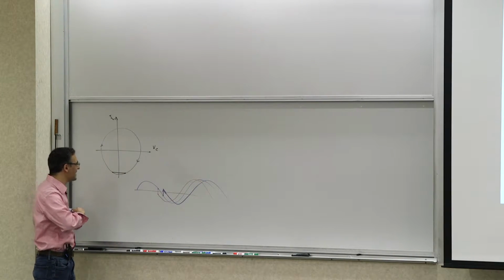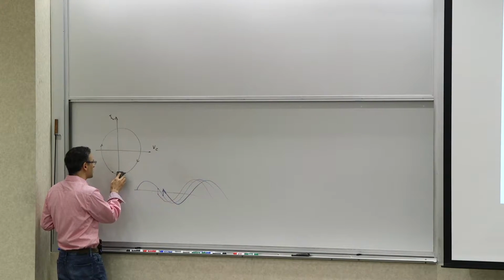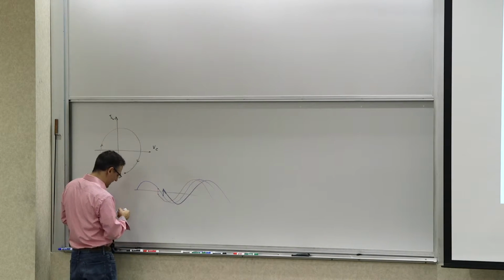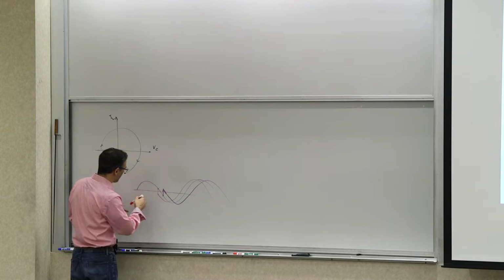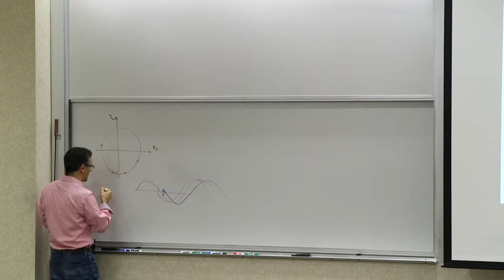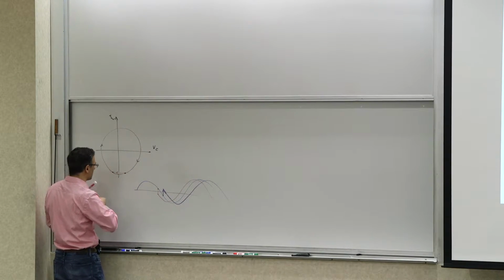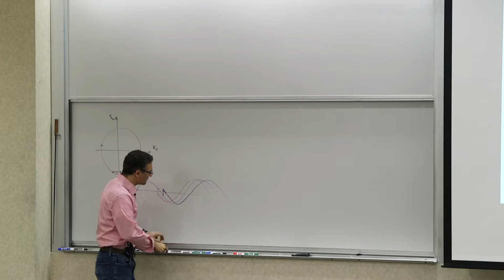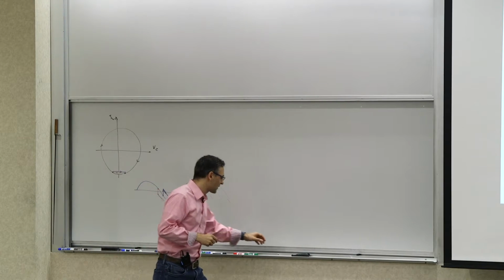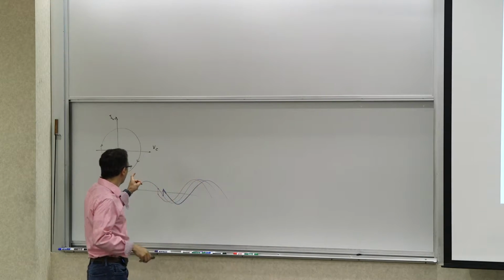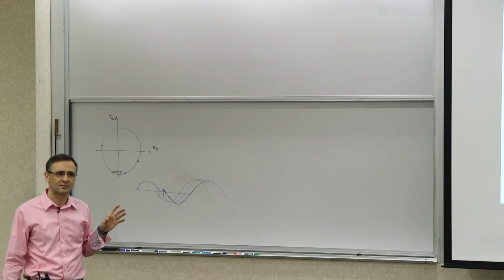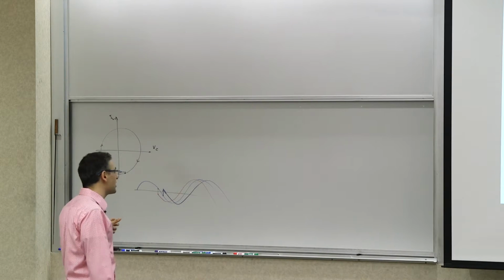But in both cases, let me just use my color code correctly. The red is when I have put it in a point farther down, and the purple is when it's going this way. Now, if you do this, what you see is that there's an instantaneous change in the phase, in the state of the oscillator, without any change in the amplitude.